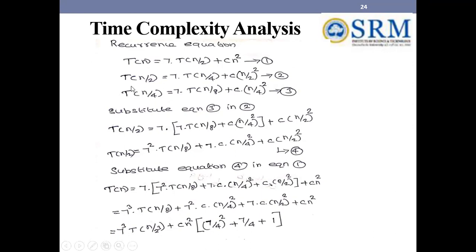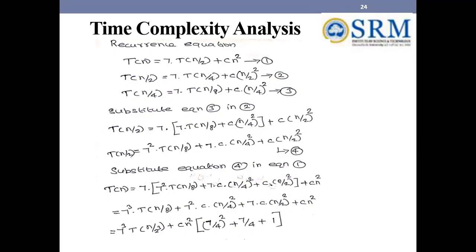Again, in the recurrence equation, we are finding T of n by 2, which is the input for the second iteration. If n by 2 is the input, we get 7 into T of n by 4 plus C into n by 2 whole square; instead of n, substitute n by 2. And T of n by 4 is 7 into T of n by 8 plus C into n by 4 whole square. So instead of n, substitute n by 2, and instead of n by 2, substitute n by 4.